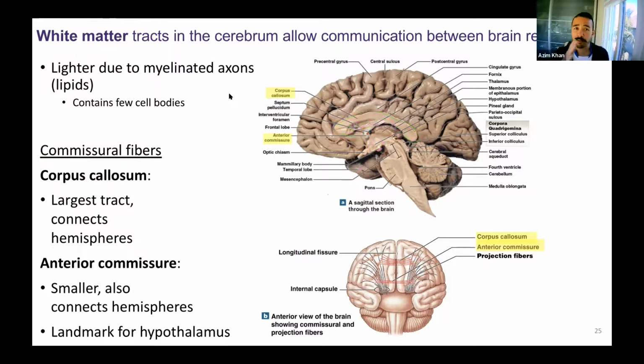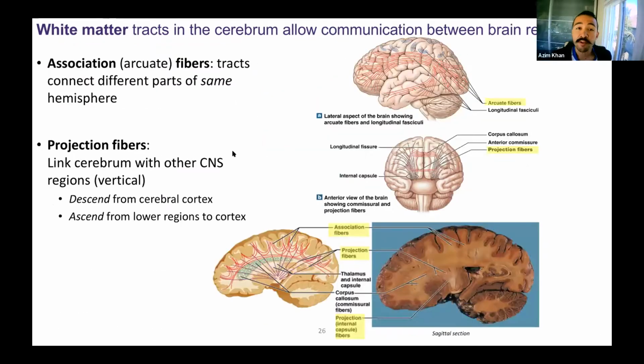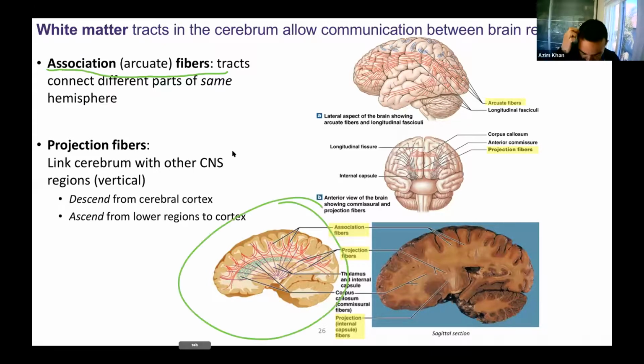So we can communicate between hemispheres with commissural fibers, for example, the corpus callosum and anterior commissure. We can communicate between cortex areas using something called association fibers. You might see them called arcuate fibers because they make an arc shape. Take a look at this mid-sagittal cut right here.